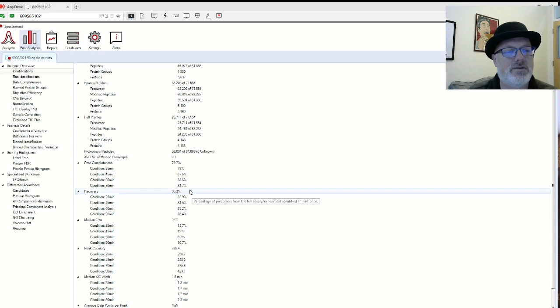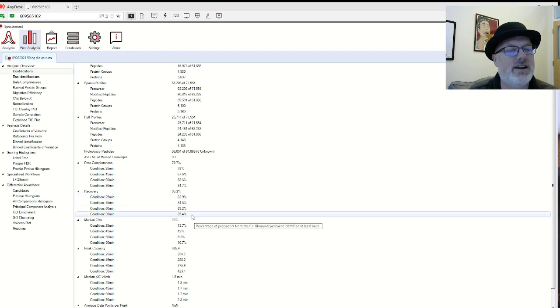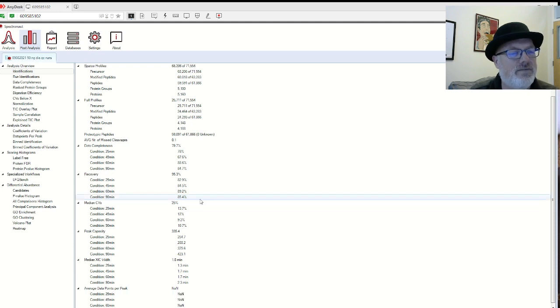Recovery. So the percentage of precursors, so this seems to be all at the precursor level, from one experiment versus the library. Basically what Spectronaut's doing is it's making a library out of all of the runs and telling you how much of it's recovered in each individual condition. So for example, we're recovering 82% of the precursors in 25-minute runs, but we're recovering 85% in 90-minute runs. That doesn't seem much difference to me.